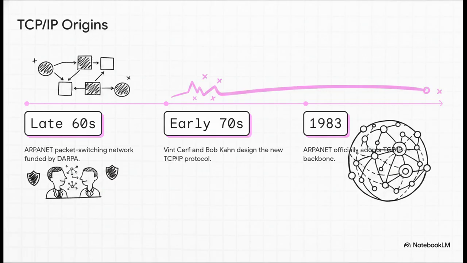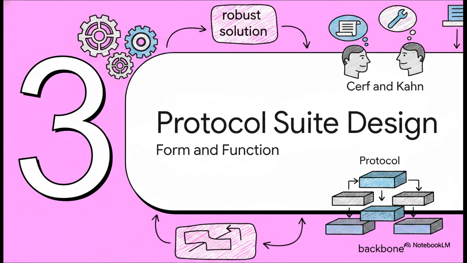Enter two visionary scientists in the early 1970s, Vint Cerf and Bob Kahn. These guys collaborated to design a revolutionary new protocol suite to replace NCP. And their work was so profoundly effective that by 1983, ARPANET officially adopted TCP/IP as its operational backbone. That moment basically heralded the dawn of the modern Internet. All right, Section 3, designing the protocol suite, form and function.